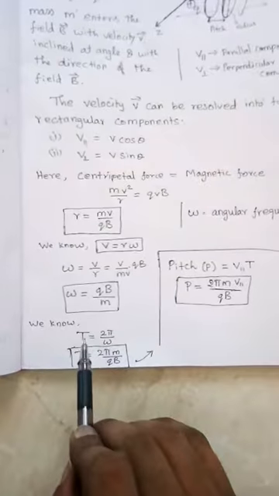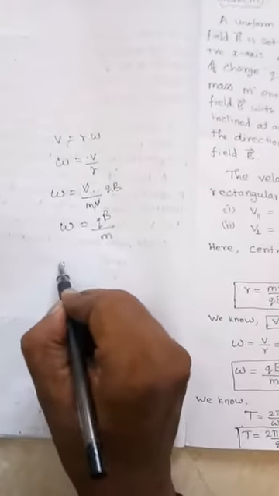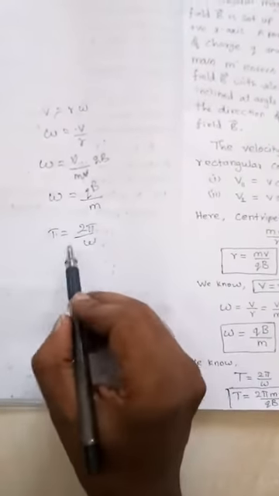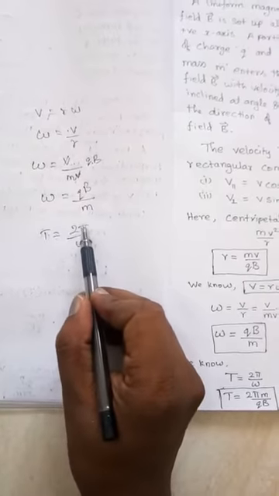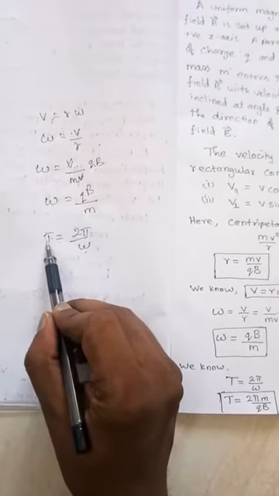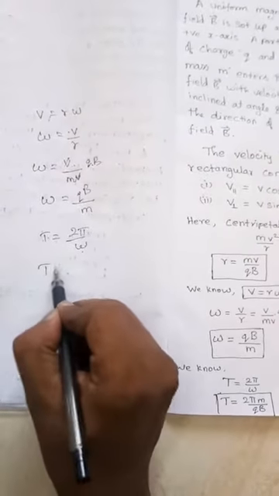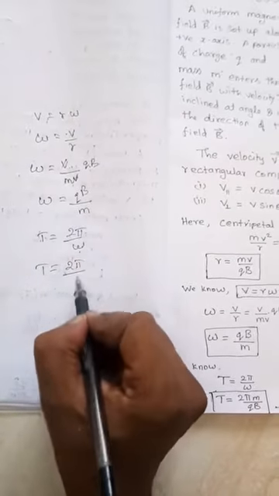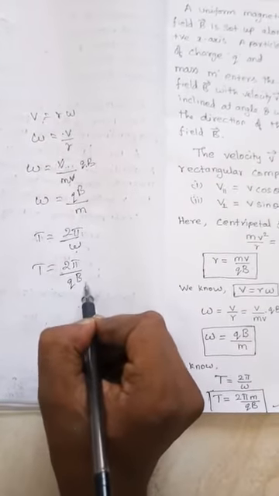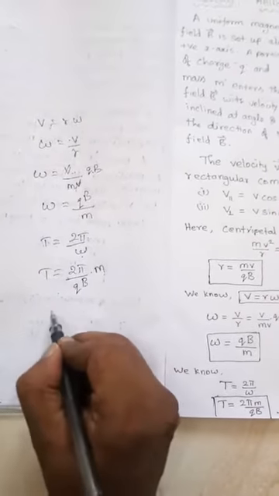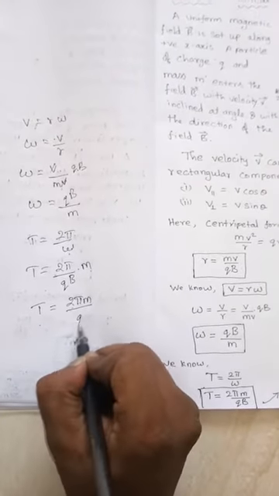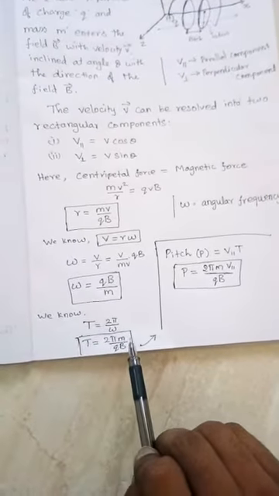Now we want to find the time period. Already you know the formula for time period: T is equal to 2 pi by omega, where T is the time period. So T is equal to 2 pi by the omega value. Already you know that, qB by m. So you can write qB by m. The m will come to the numerator. So the time period of the particle is 2 pi m by qB.